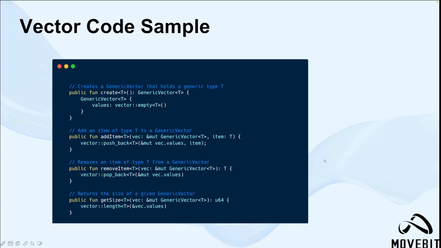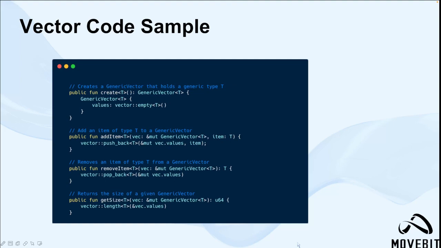And the module provides the following functions. First is the create function. This function creates and returns a new empty generic vector that can hold elements of type T. It initializes the vector with an empty collection of T elements. Then we have the add_item function. This function adds an item of type T to the specified generic vector. It appends the item to the end of the vector.